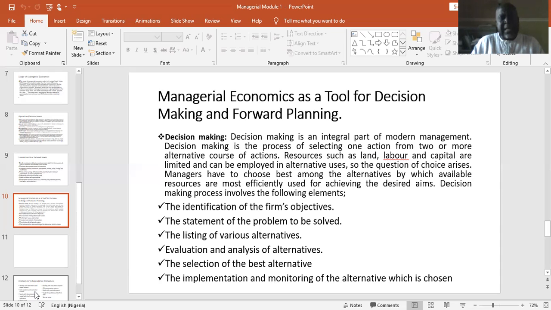One of these is the identification of the farm's objective. What's the objective of the farm? The statement of the problem to be solved. The listing of various alternatives. Evaluation and analysis of alternatives, the selection of the best alternative, and the implementation and monitoring of the alternative which is chosen. These are the roles of managerial economics.